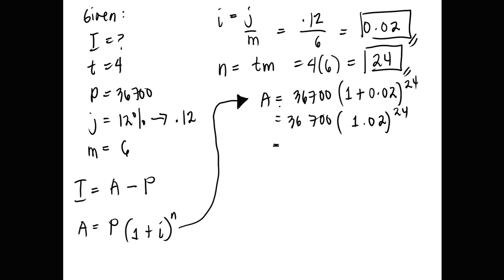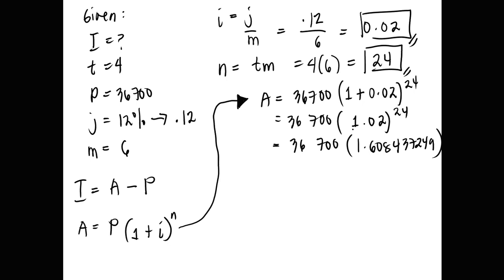Next, after the parenthesis, you need to solve first the exponent. So, 1.02 raised to 24. Again, if walang scientific calculator, you need to multiply 1.02 to itself 24 times. So, what is the answer? We have 1.608437249. Hindi po tayo mag-round off.